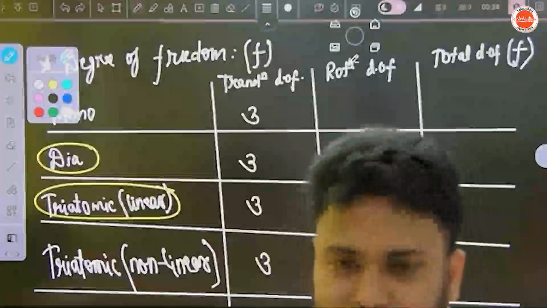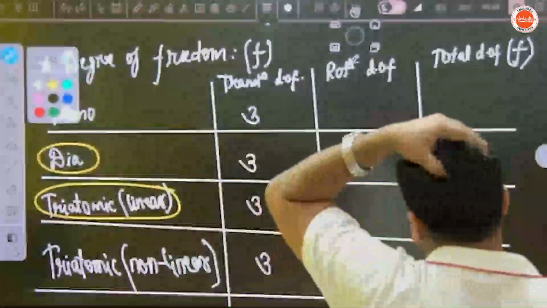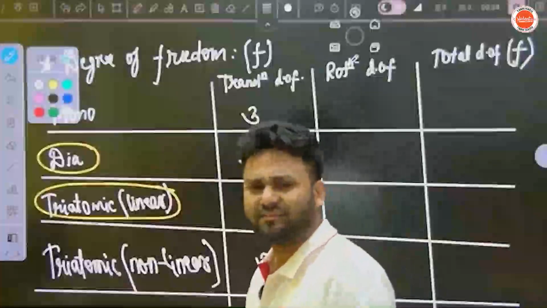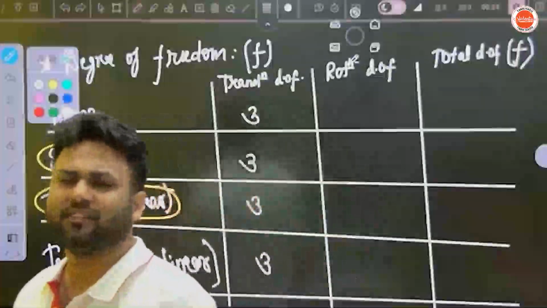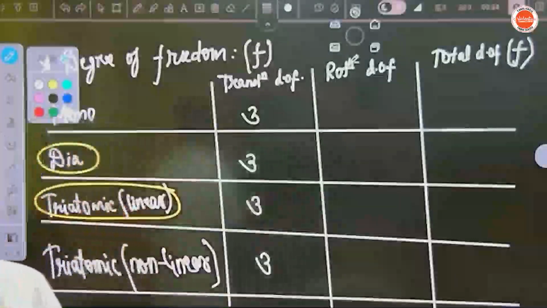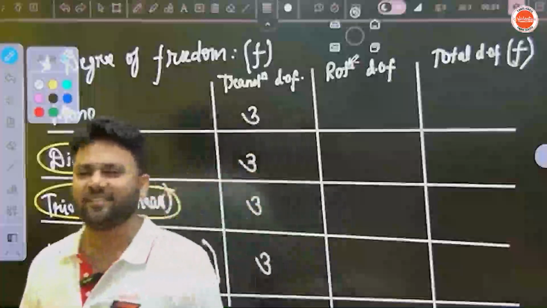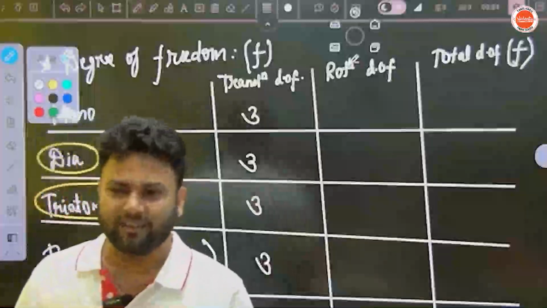No idea? These things you didn't study. These are the most common things. How did you give that NEET exam this time? Was it the first time you gave the NEET exam?